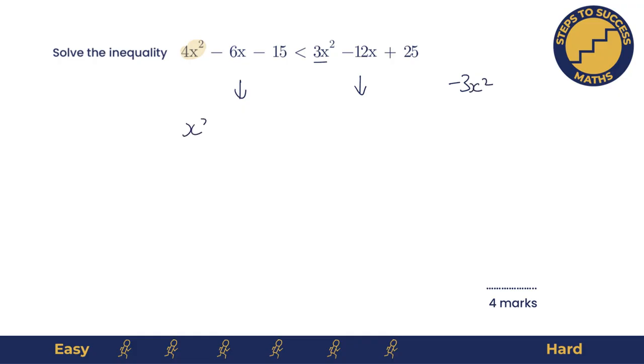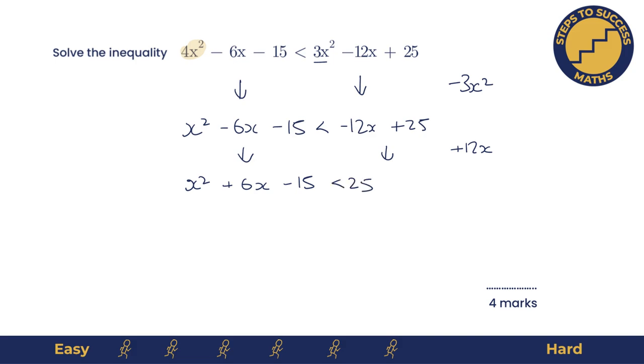x squared minus 6x minus 15 is less than negative 12x plus 25. Now we're going to add 12x to both sides. x squared plus 6x, take away 15, is less than 25. And our last step is to take away 25. x squared plus 6x, take away 40, is less than 0. And now we're going to solve this inequality.